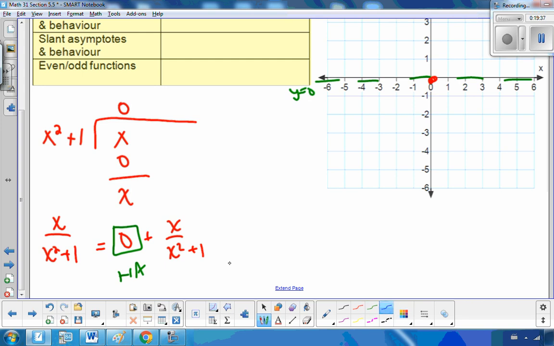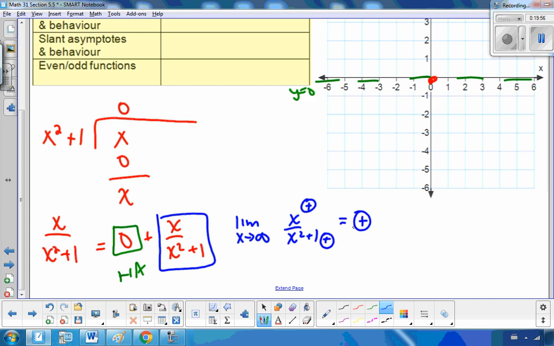And then I can look at the end behavior here to figure out what's going on. So the limit as x approaches positive infinity of x over x squared plus 1. So if I put in a positive number, I'm going to have a positive over a positive number squared, plus 1 is still a positive. So altogether, that is positive. So at the right end of my graph, I am going to be above.